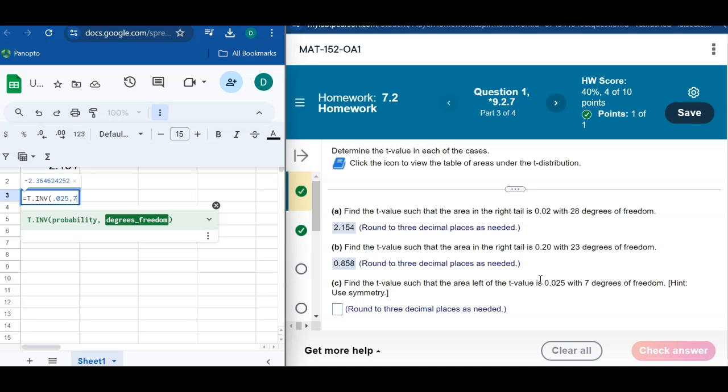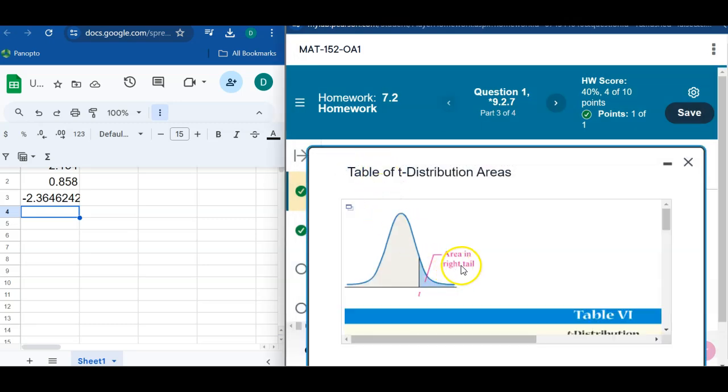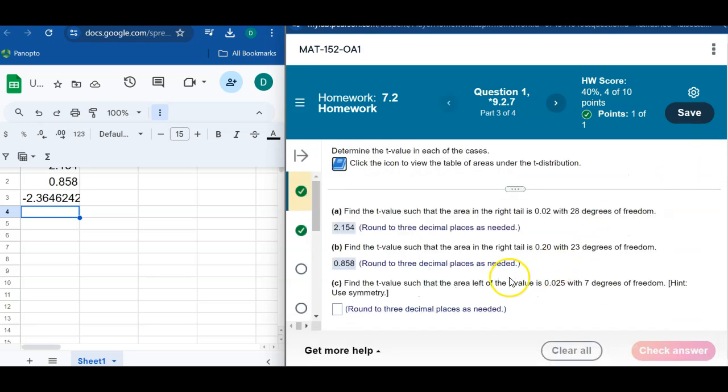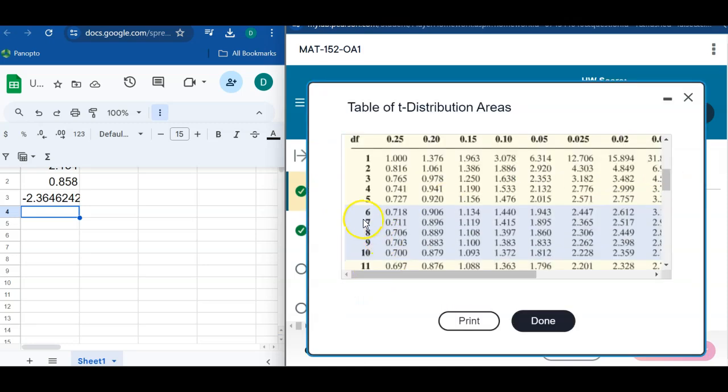Now it talks about using symmetry. And the reason is if you clicked on this and used the t tables, it gives you area to the right. So if you look at it, it says area in the right tail, and we're dealing with area in the left tail. So if I look for 0.025 in this table, there it is, and with 7 degrees of freedom, I would be right there. There's that number. So it'd be positive 2.365. But that's in the right tail.